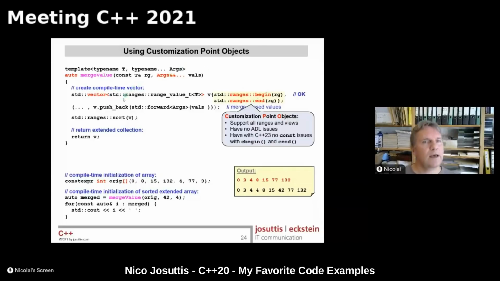And here you see another helper that is in ranges. Give me the value type of the range that is programmed in a way that you also can use raw arrays there, which don't have a member value type.